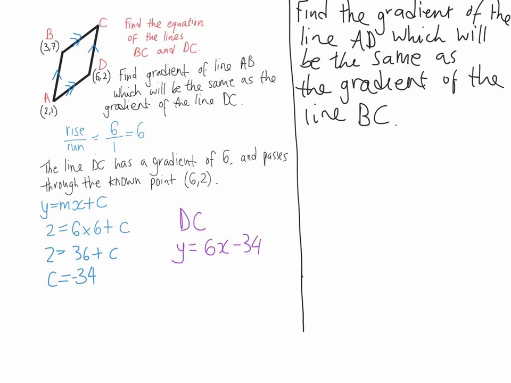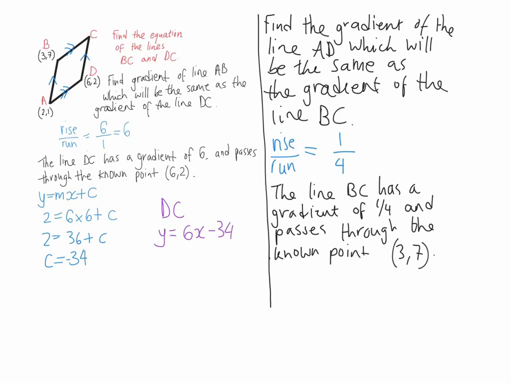So now we do the same thing for the other side. We're going to find the equation of the line BC by first finding the gradient of the line AD, which will be the same as the gradient of the line BC. So again, rise over run gives, and we've risen 1 and run 4. So the gradient is a quarter.